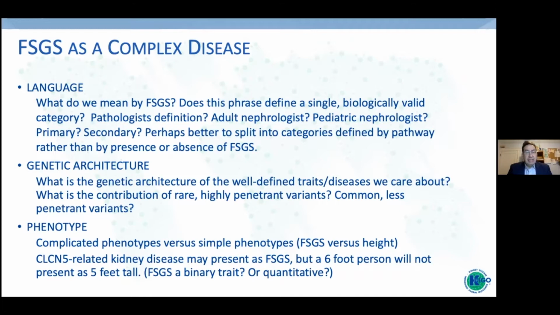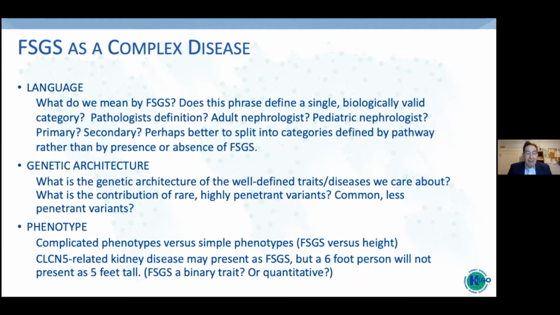FSGS is a complicated phenotype. I don't think we all use this phrase in the same way. Again, if we compare it to, say, another complex trait, let's say height. Height is much simpler. It's one number. CLCN5-related kidney disease may present what looks like FSGS on a kidney biopsy, but height, a 6-foot person is not going to present as a 5-foot person.